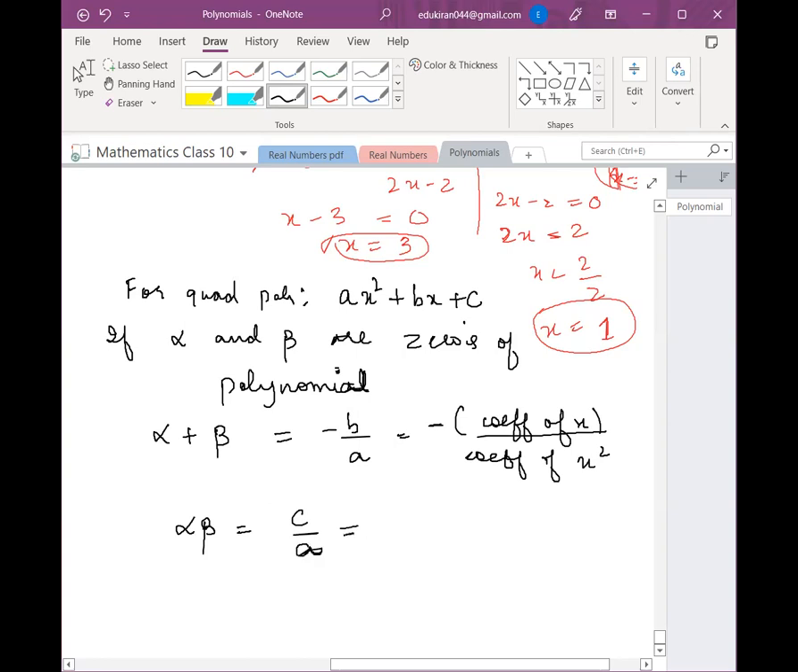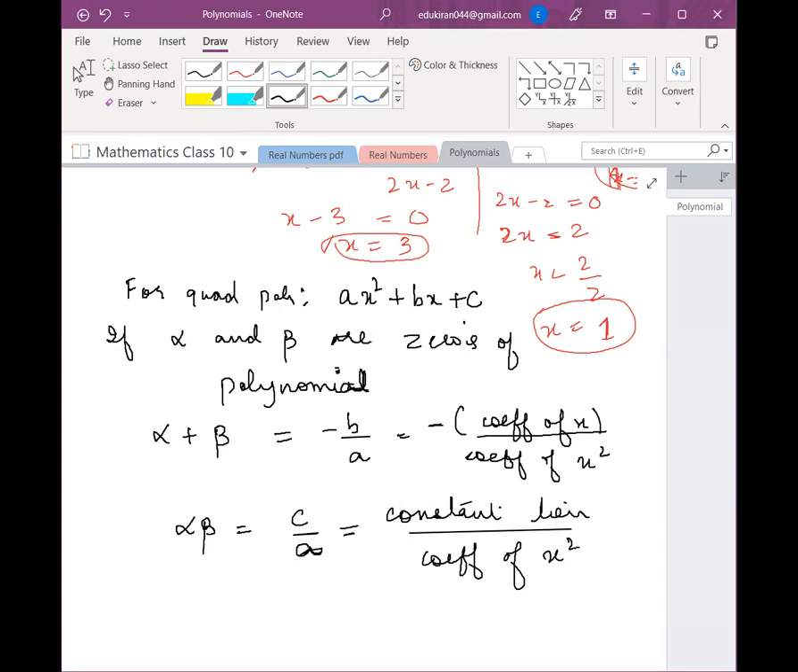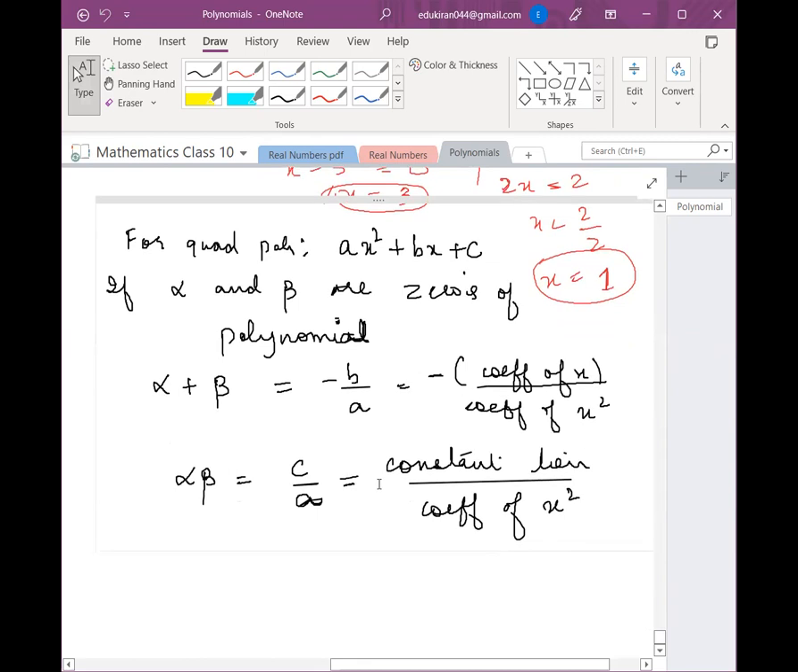So you can write in words like c is your constant term and a is again the coefficient of x square. So this you have to remember for a quadratic polynomial. Okay. Let's do the exercise and then I'll explain alongside whatever required.